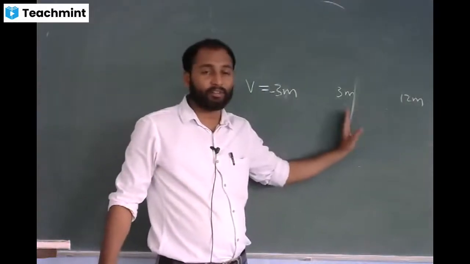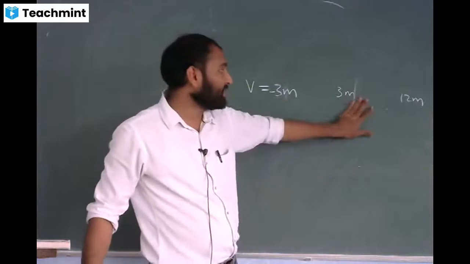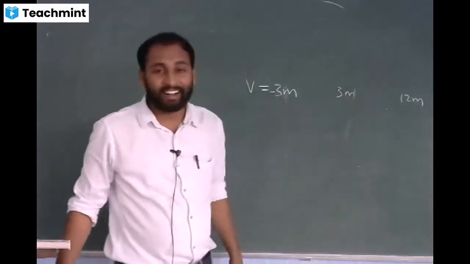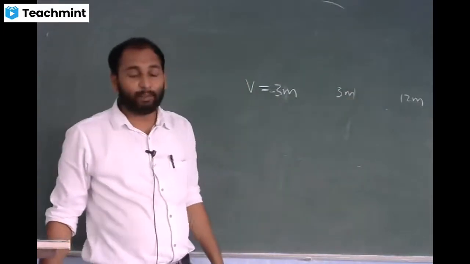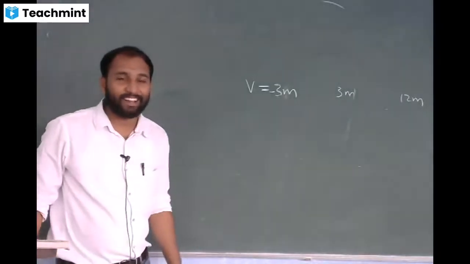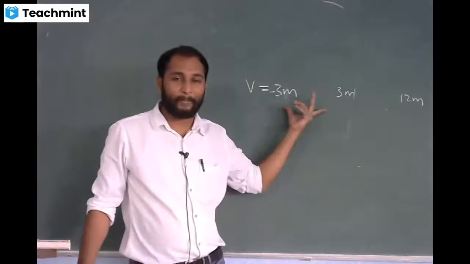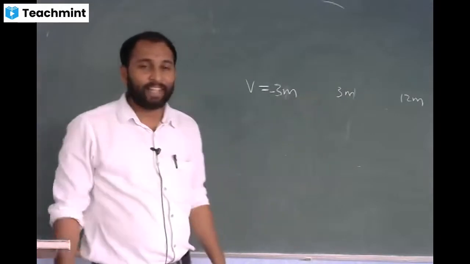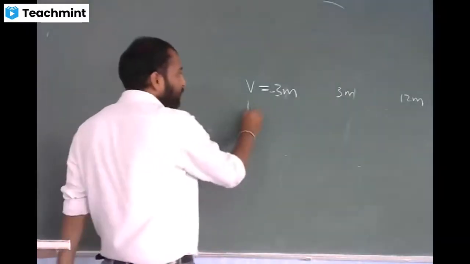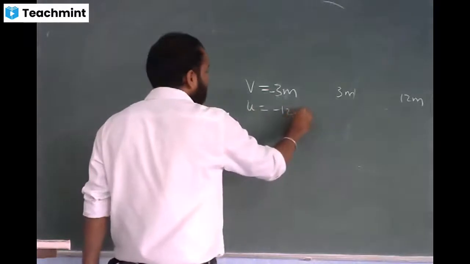So what kind of defect is he suffering from? Myopia or hypermetropia? We'll calculate. So u will be taken as minus 12 meters.